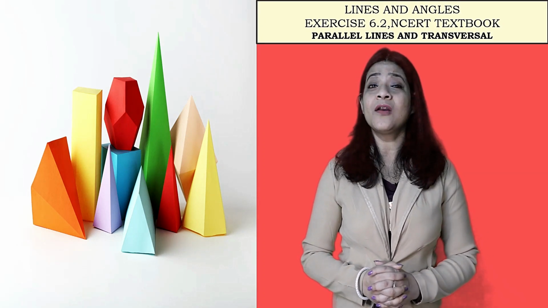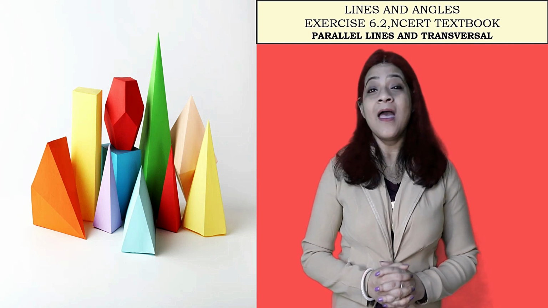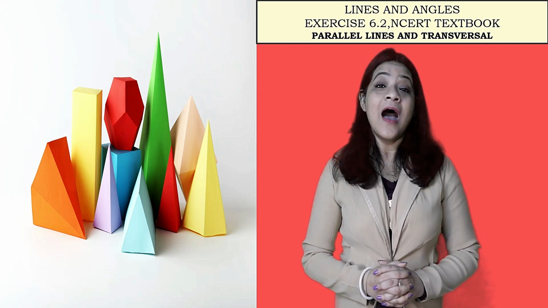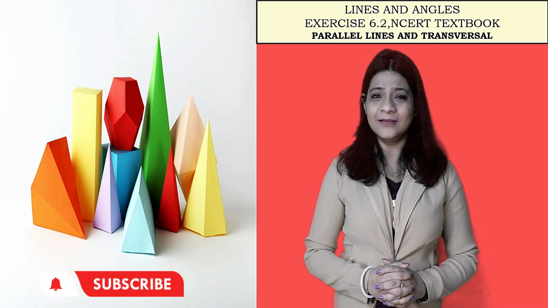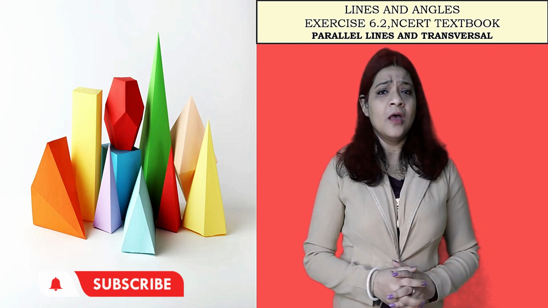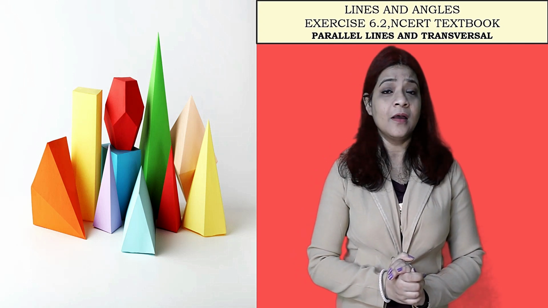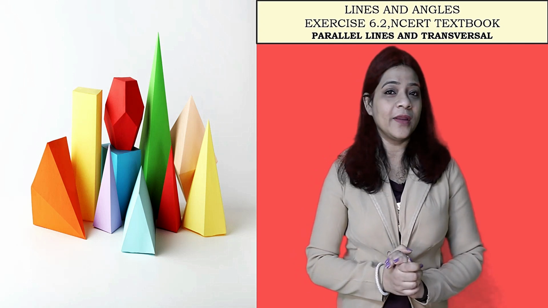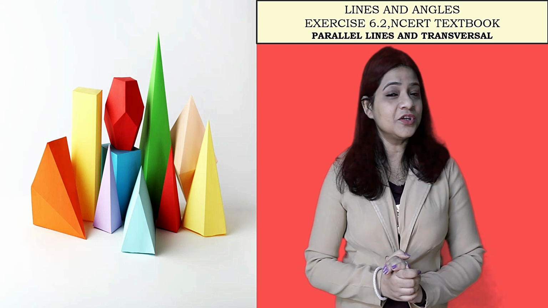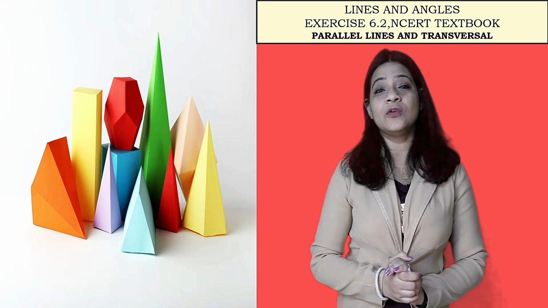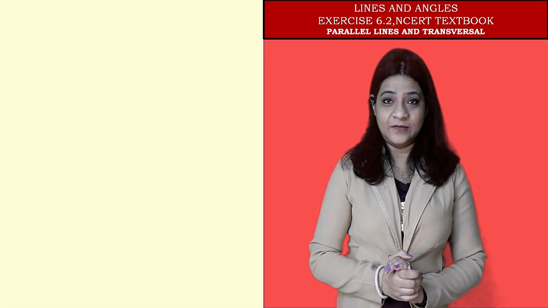So today we are going to solve problems from exercise 6.2 under the chapter Lines and Angles in your NCERT book. There are a total of 6 questions in this exercise, and in this video we are going to solve the first 3 questions, and the next 3 questions will be covered in the next video.